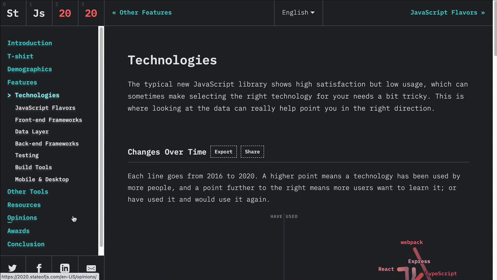And I'm not going to look at all the things because I want you to come out here and take a look at them as well. I'll include a link in the description that will go directly to the State of JavaScript survey.